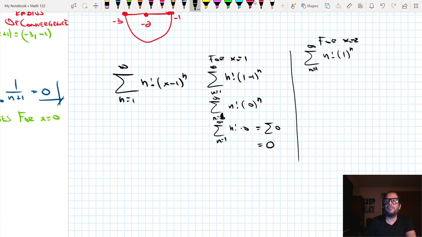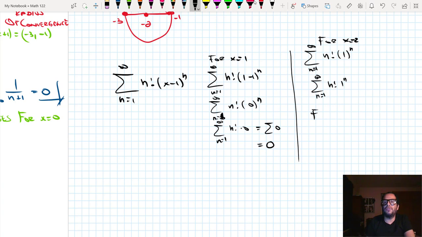So we're going to get the sum of n factorial times 1 to the n. Look at this series. What is going to happen? Plug in 1: n factorial times 1 to the n. 2 factorial, 3 factorial, huge, huge, huge. It's just going to blow up to infinity.